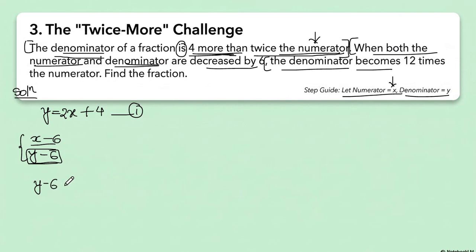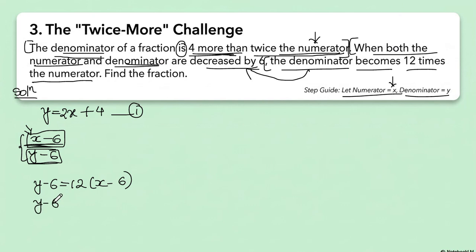Y minus 6. So y minus 6 becomes, is equal to 12 times. 12 times means 12 multiply by. So we'll write bracket. Okay, bracket means multiplication only. 12 times the numerator. So what is the numerator? X minus 6. Okay, this we have to consider because this statement is connected with this. So 12 times the numerator. Numerator is what? X minus 6. Okay. So if you multiply this, y minus 6 is equal to, multiply 12 inside. So 12 into x, 12x minus 12 into 6, 72.